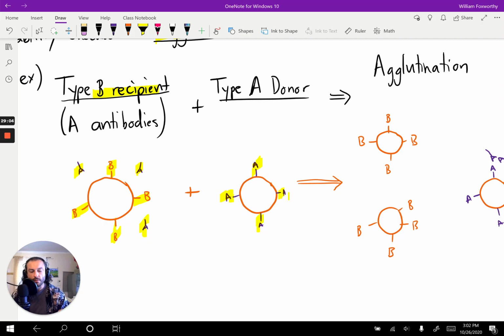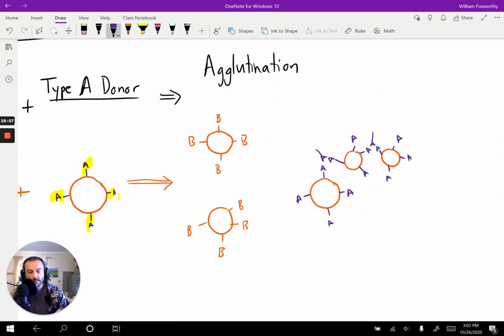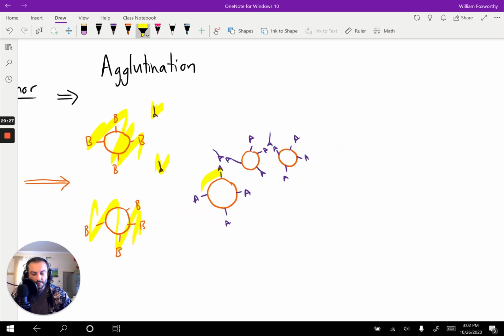So when we combine these things together, the recipient has their original type B blood, and those red blood cells would be fine. They do not interact with their own antibodies. But since you've added this type A blood, the A antibody that was already present in your recipient is going to bind to the red blood cells and cause them to clump together.